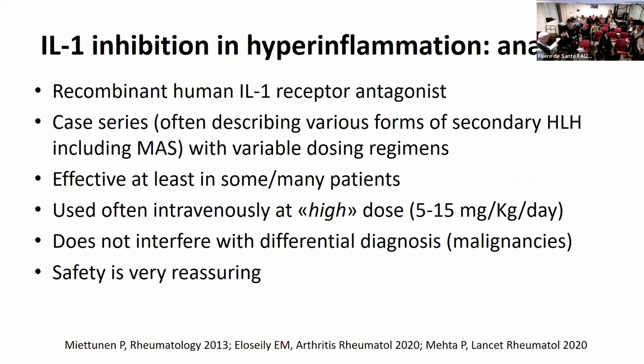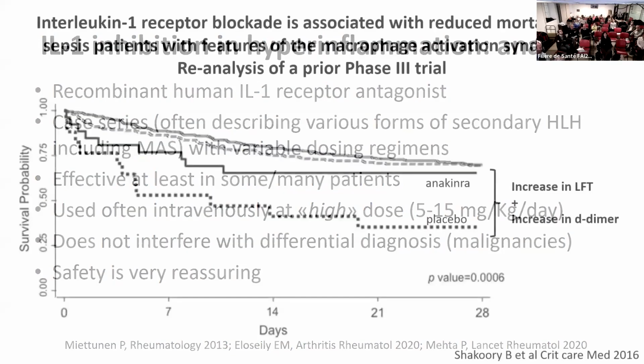Treatment, we can inhibit IL-1, we all do it. No trials, no data, no nothing, but we are all very familiar with doing it. Usually high dose IV, 5 to 15 milligram per kilogram per day, does not interfere with differential diagnosis at onset, and therefore it's a very good instrument, and it's safe, very safe.